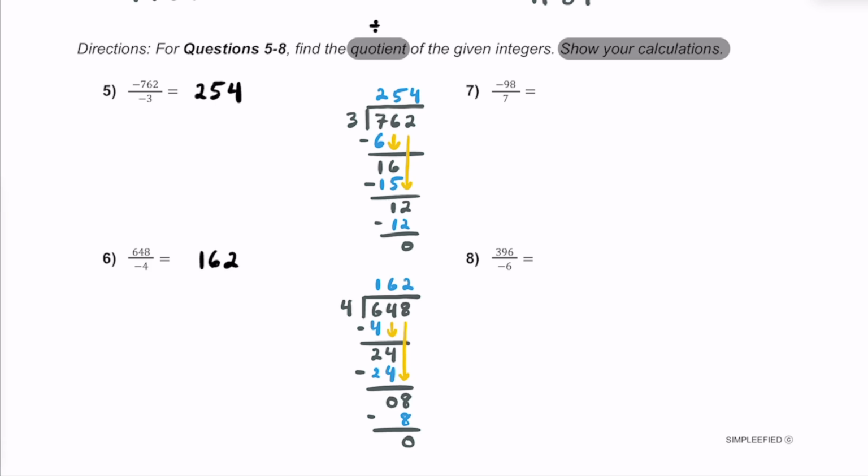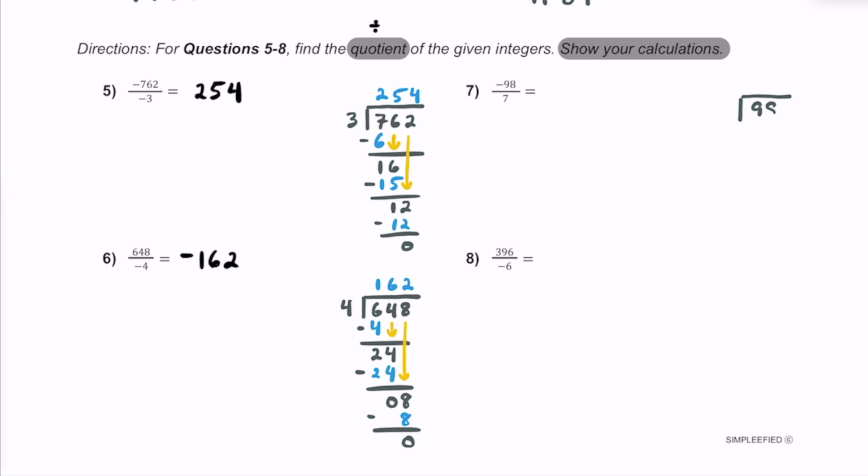But ask yourself what the sign is supposed to be. So we had 1 negative in the problem, which means we need the opposite of whatever quotient we got. So negative 162. For number 7, we have another quotient. This one looks a little shorter though, this problem in general, because we have a 2-digit divisor.